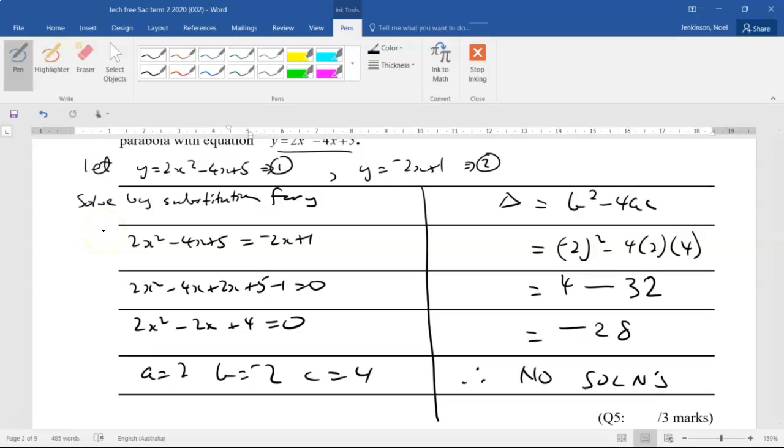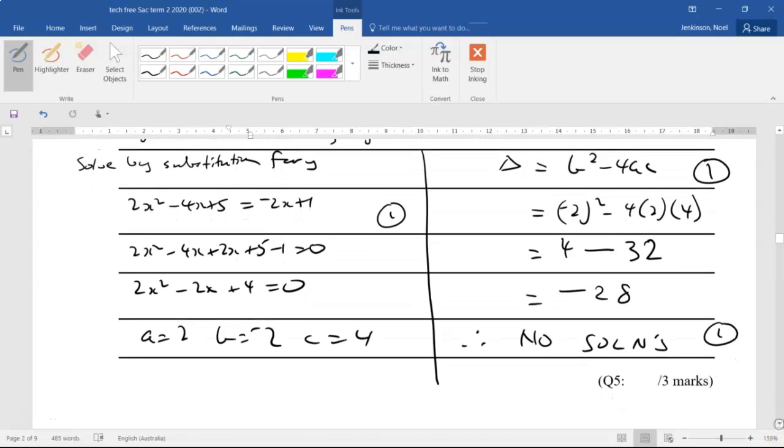You're going to get 3 marks. You're going to get 1 for the answer, no solutions. You're going to get 1 for solving simultaneously, somewhere in here, probably there, and a bit of grouping and stuff, and you're going to get 1 for correctly substituting into the discriminant.